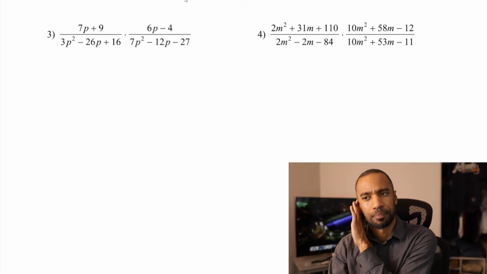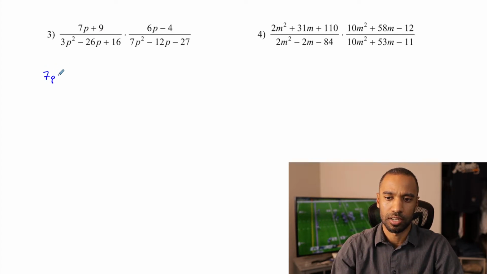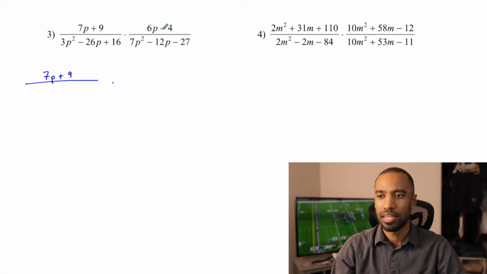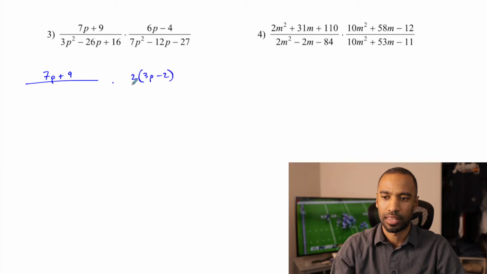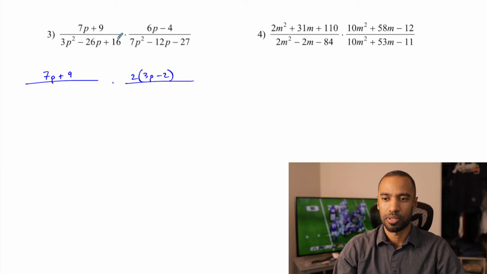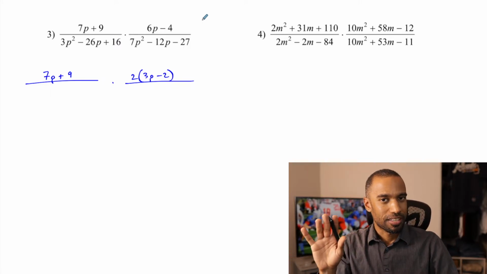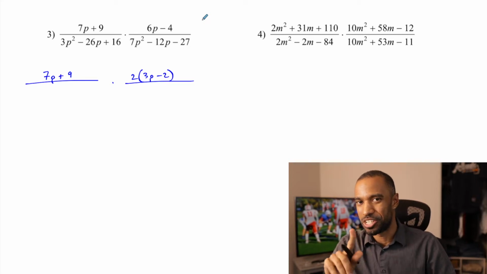All right, number 3, right here. Okay, factor once again, 7p plus 9. I can't really factor anything there, so I'm just going to leave it as 7p plus 9 on top. And then down here, I can factor out a 2, and I get 3p minus 2 like that. Now down here, I have 3p squared minus 26p plus 16. Now we're going to factor this, and then I'll tell you something that I'm going to suggest to you later.